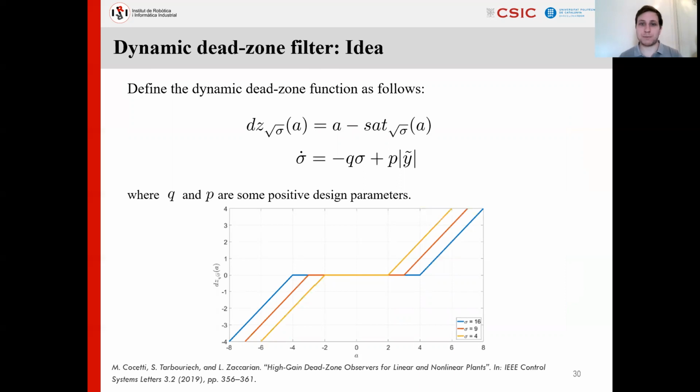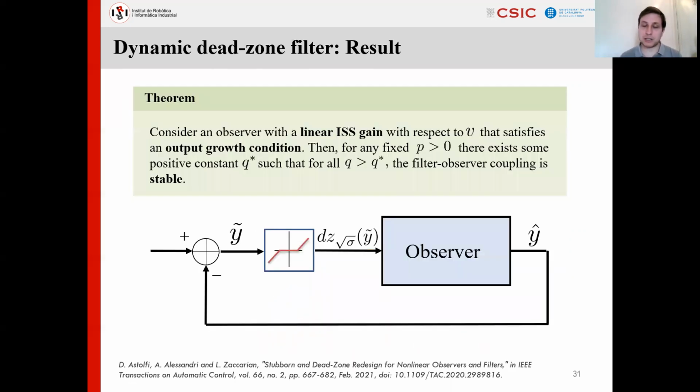This is a function characterized by some amplitude, and when the input signal falls inside the amplitude, the output signal is 0. And we are going to say that this dead zone function is dynamic because we are dynamically adapting the amplitude according to this set of dynamics here. So the idea is pretty straightforward: to take this dynamic dead zone function in order to filter the output estimation error of the observer.